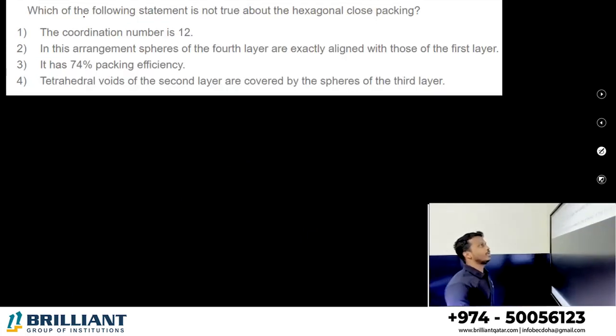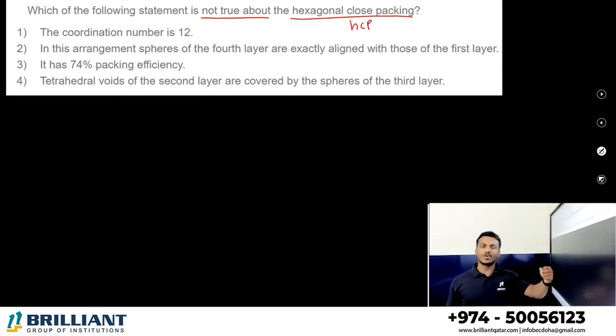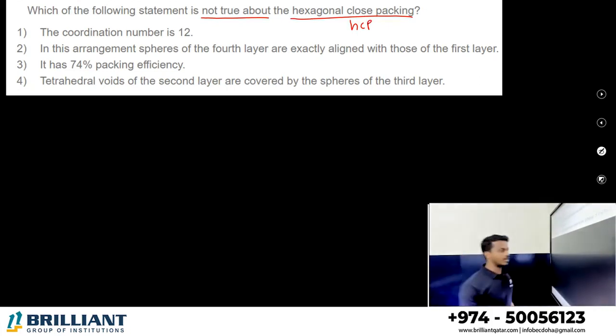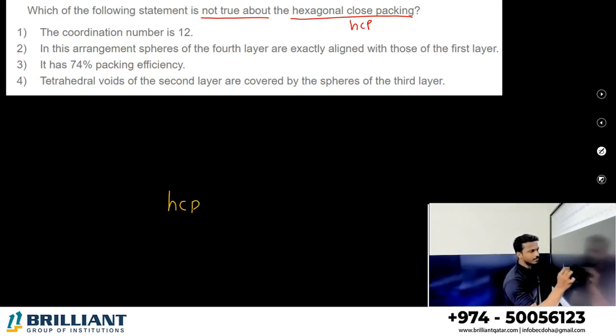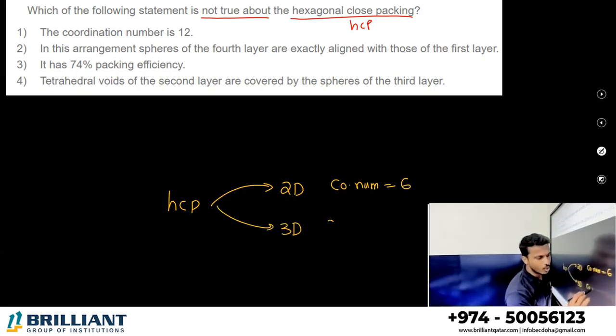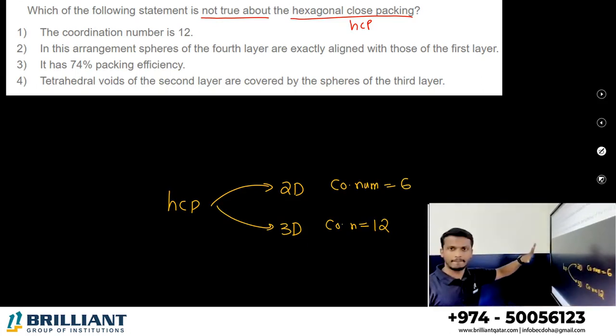Next one. Which of the following statements is not true about hexagonal close packing, HCP? Actually, hexagonal close packing we studied in two dimensions as well as in three dimensions. In two-dimensional HCP, we know the coordination number is equal to 6. In three-dimensional hexagonal close packing, the coordination number is equal to 12. In this arrangement, spheres of the fourth layer are exactly aligned with those of the first layer.